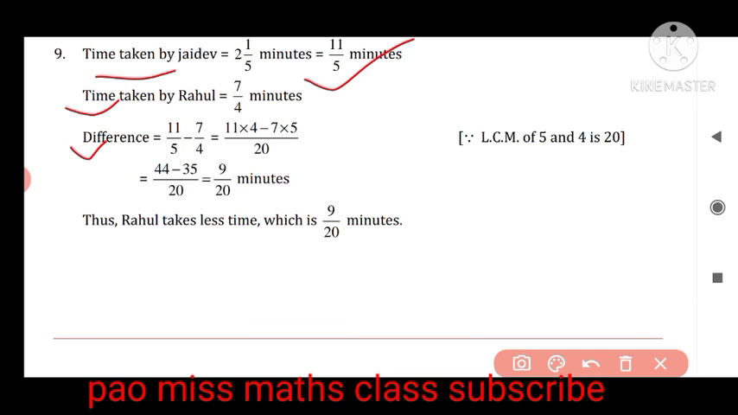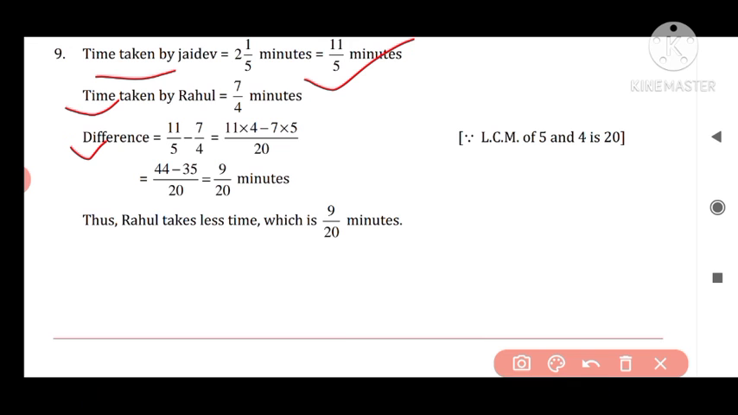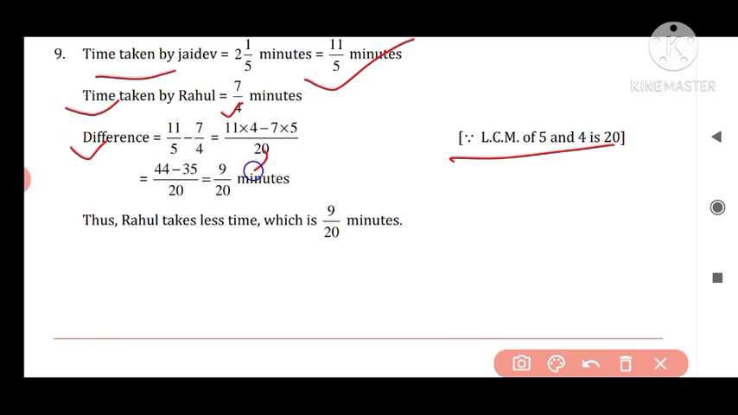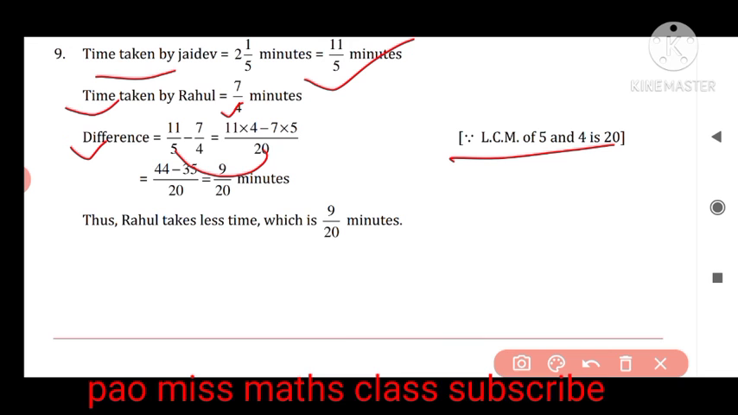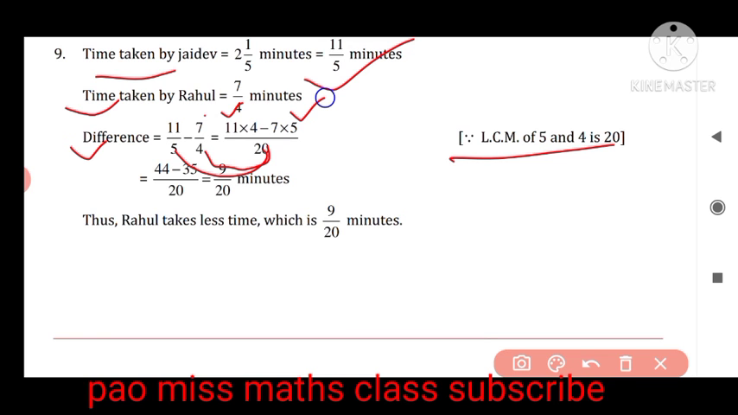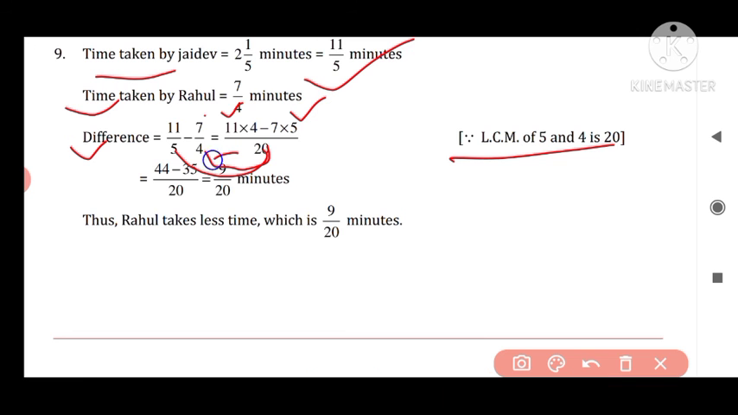Now how will you take the LCM of this? The LCM of 5 and 4 is how much? 20. So 11 into 4. Where did 4 come from? 20 divided by 5 is equal to 4. Now again minus 7. 7 is there. 7 multiplied by 20 divided by 4, you will get 5. Now 11 4s are 44, 7 5s are 35. 44 minus 35 is what? 9 upon 20 minutes.